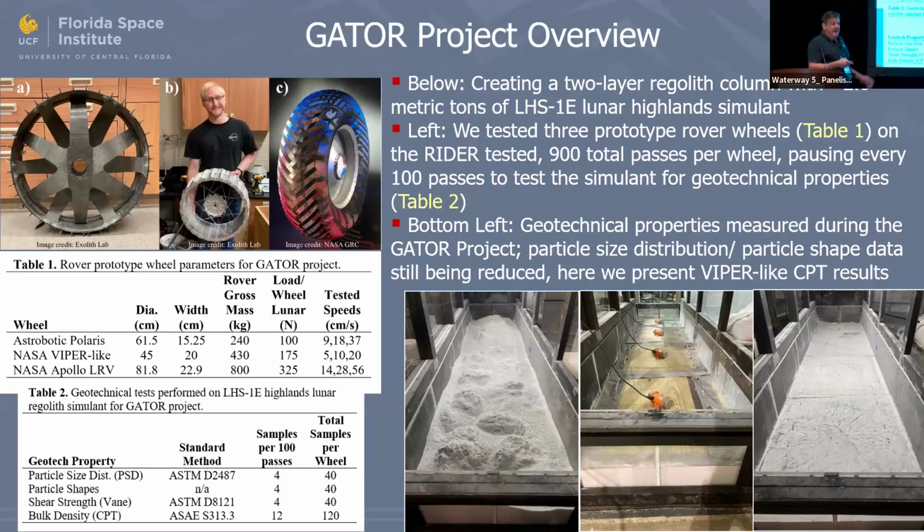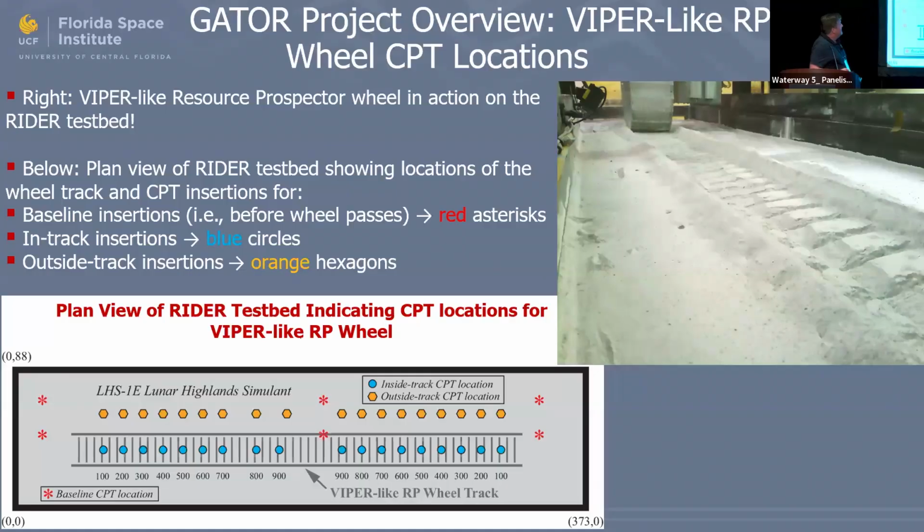We have a large data set of particle size distribution samples at every pause, and also samples for particle shape analysis. I only got 10 slides to go. But anyways, particle size distribution samples and particle shapes are still being investigated. So that work is forthcoming, still being reduced and interpreted. And so there you can see the wheel in action in Ryder.